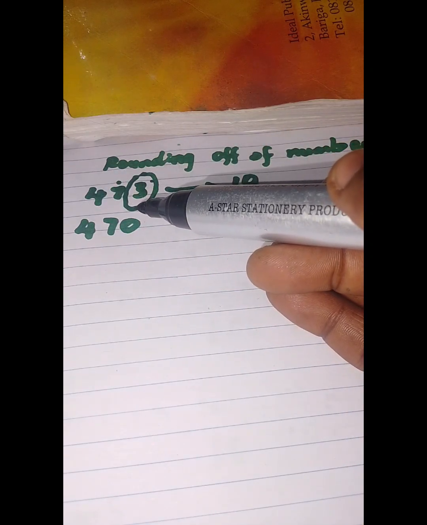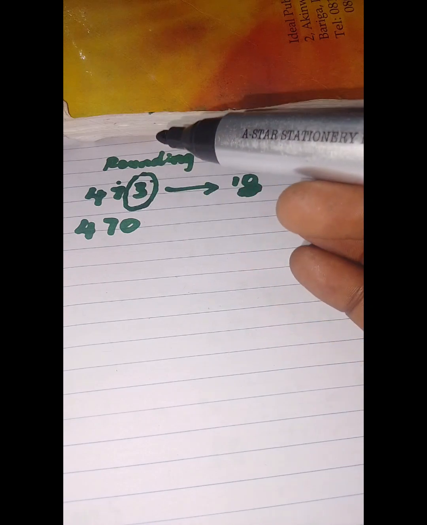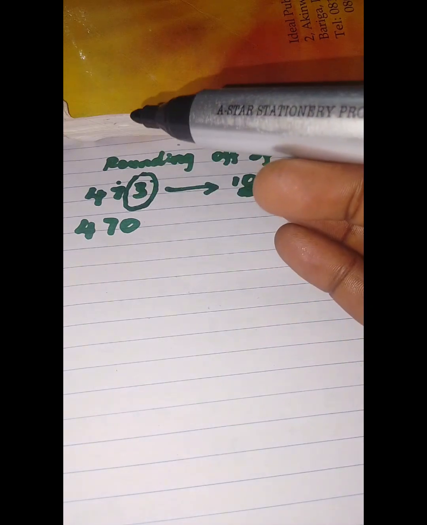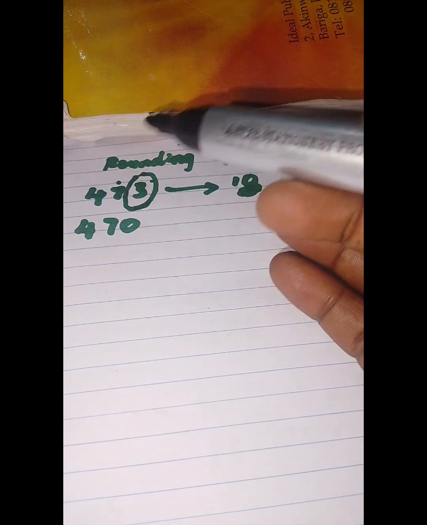But because it is less than 5, you ignore it. If less than 5, just ignore. So because this is less than 5, it becomes 470.